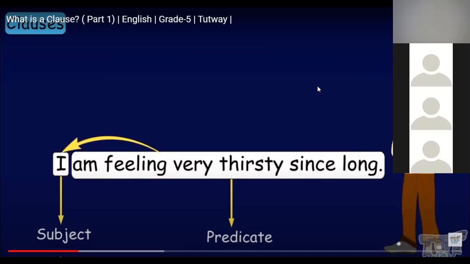Okay, but guys, I don't want you to be confused about what the predicate is, what the clause is, and what the phrase is. Just focus on what is a phrase and what is a clause. I don't want you just to know what the subject is and where specifically the predicate is in the sentence. Okay?